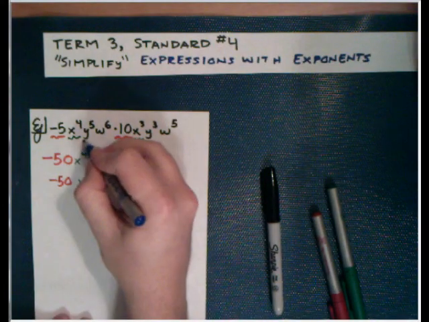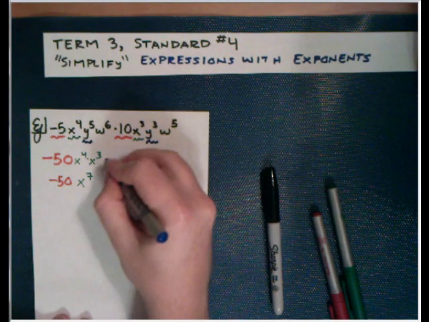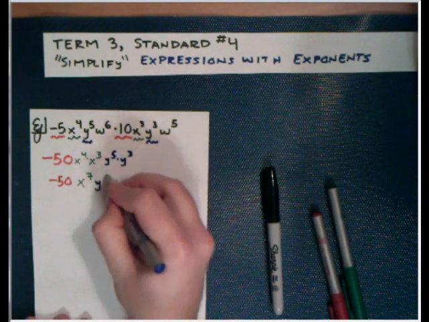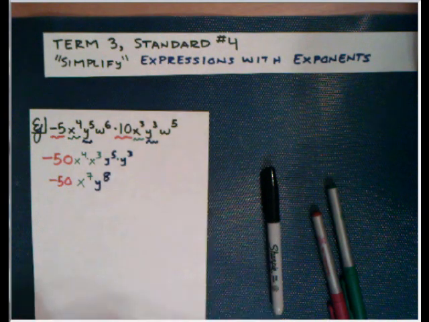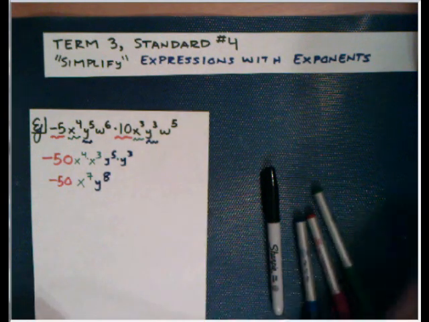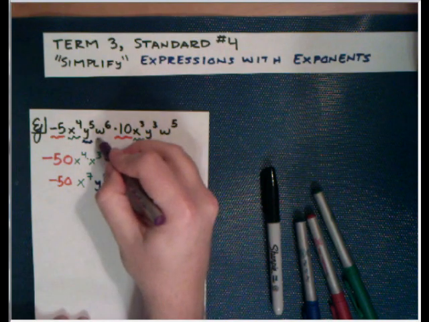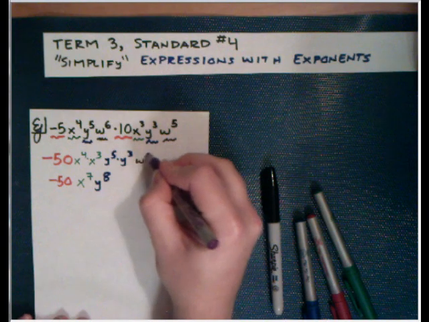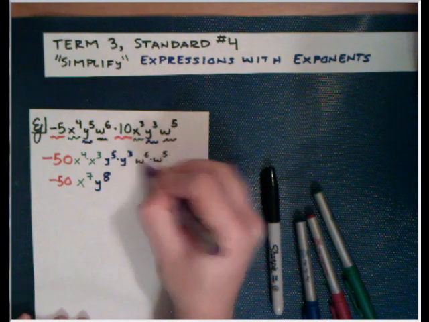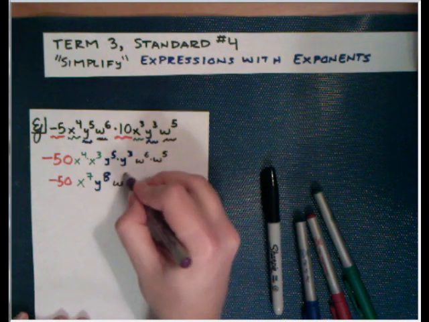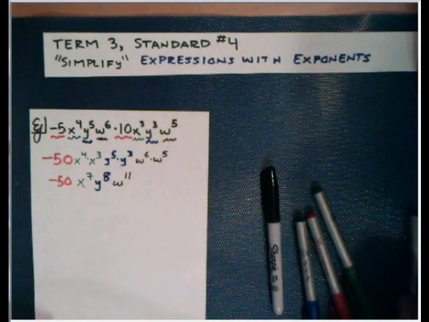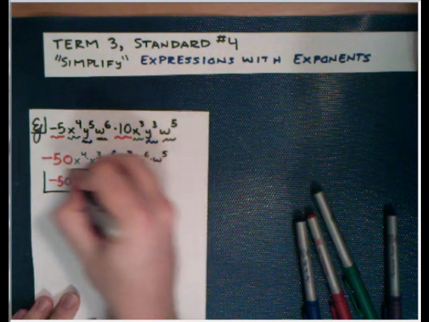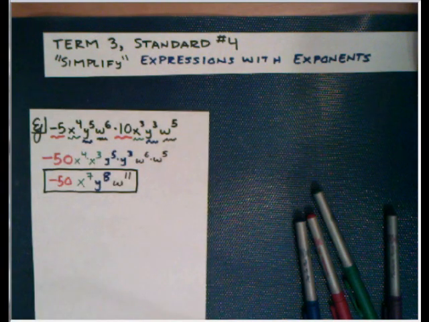Third one, y to the 5th, y to the 3rd. Well, again, if we add the exponents, 5 plus 3 is 8. So y to the 8th power. And lastly, hoping purple shows up, we got w to the 6th times w to the 5th. So that's going to give me w to the 6 plus 5 is 11. And so there is my very colorful final answer. Negative 50, x to the 7th, y to the 8th, w to the 11th.